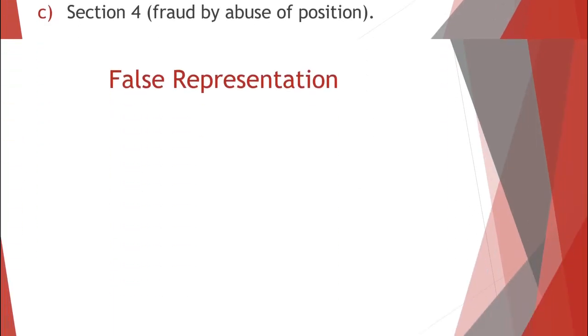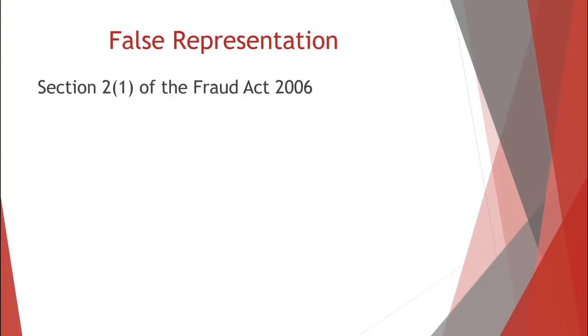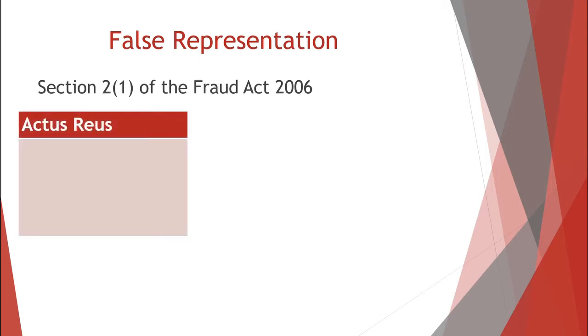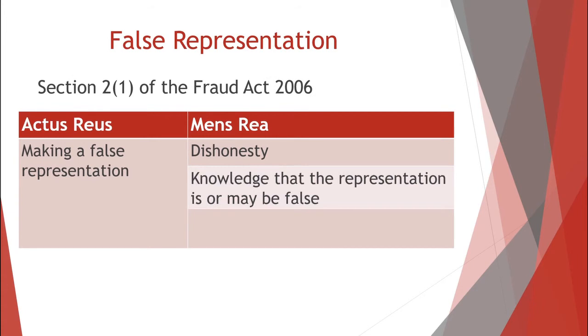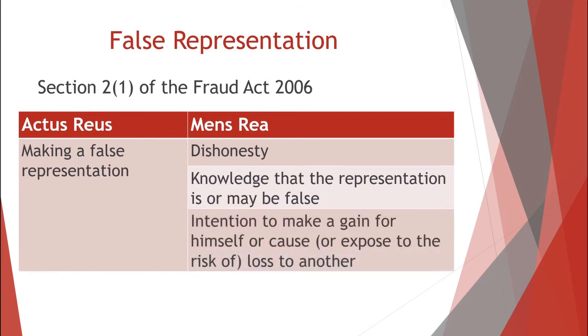I'd like to start by looking at fraud by false representation, which has 4 elements. The actus reus is to make the false representation. The mens rea elements are dishonesty, knowledge that the representation is or may be false, and intention to make a gain for themselves or cause a loss to another. I will now go through the elements of that offence.